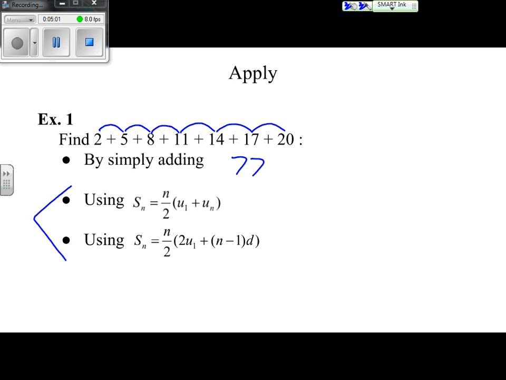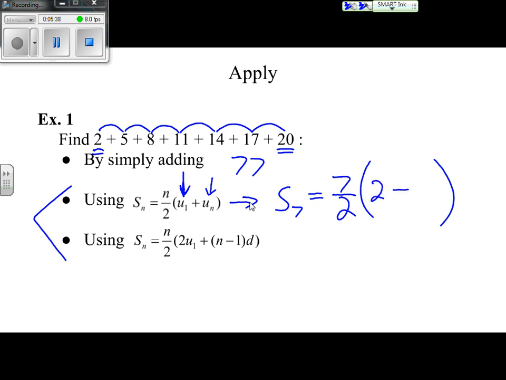So I will start here with this first formula, and again, this is the one we don't use very often, but we can use it here, because we know the first term, which is 2, and we know the term that we're going to add up to, which is the last term in the series, which is 20. So I have 7 terms that I want to add up, so S sub 7 is equal to 7 divided by 2, and now in parentheses, the first term, which was 2, plus the last term, which is 20.